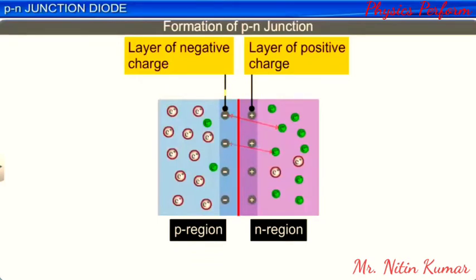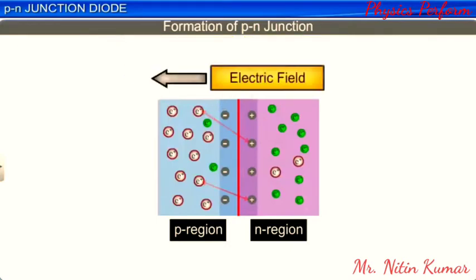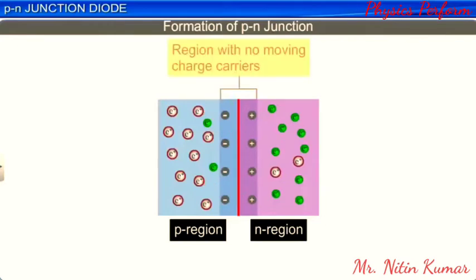Similarly, the layer of stationary positive charges towards the n side of the junction opposes the diffusion of holes from the p side. This creates an electric field near the junction, which is directed from the n side to the p side. Thus, a small region is created on either side of the p-n junction where no free charge carriers can exist. The region free of moving charge carriers extends on either side of a p-n junction and is called the depletion region.